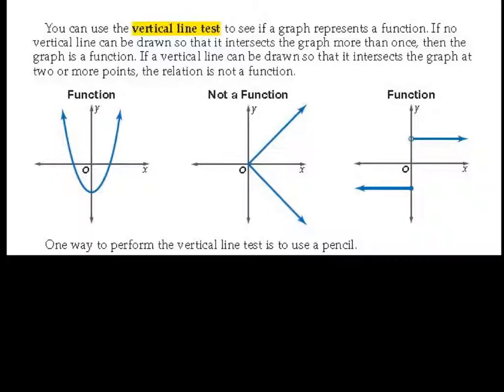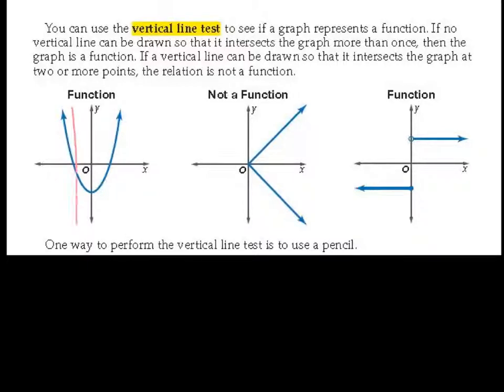You can use the vertical line test to see if a graph represents a function. If no vertical line can be drawn so that it intersects the graph more than once, then the graph is a function. If a vertical line can be drawn so that it intersects the graph at 2 or more points, then the relation is not a function.